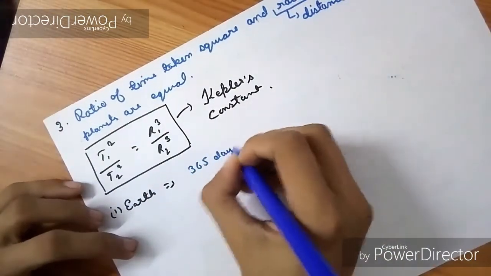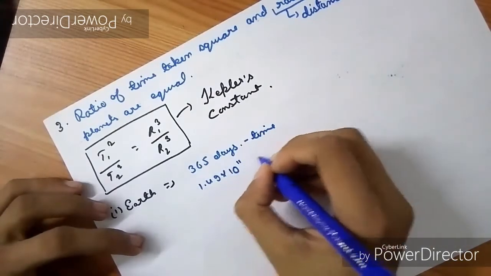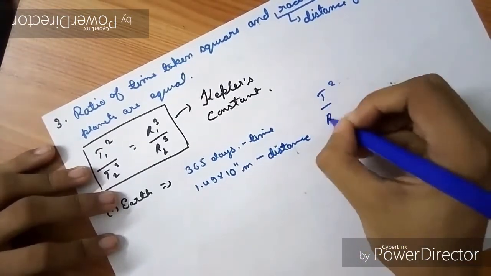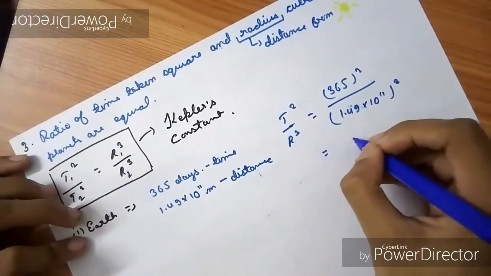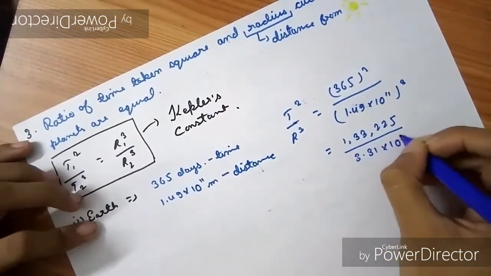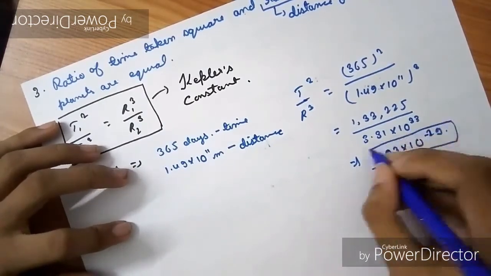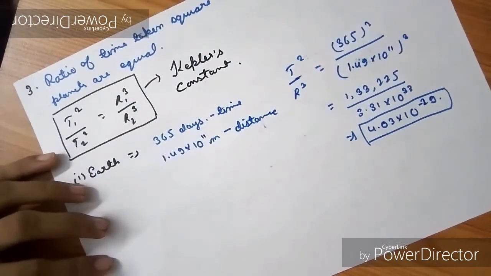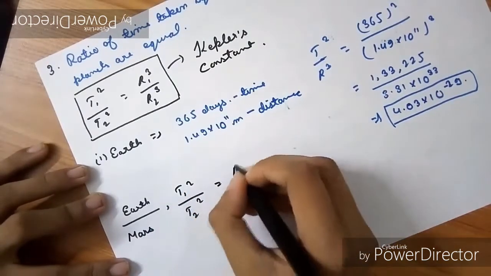And the value of this ratio is called Kepler's constant. Now take a look at Earth's Kepler's constant. It takes 365 days to complete one revolution. That is its time. And its distance is 1.49 into 10 to the power 11 meters. T square by R cube equals 365 whole square by (1.49 into 10 to the power 11 meter) cube, which is 1,33,225 days square by 3.31 into 10 to the power 33 meter cube. On evaluating this, we get about 4.03 into 10 to the power minus 29. It's Kepler's constant.